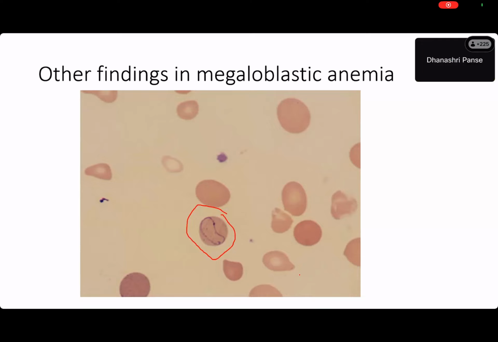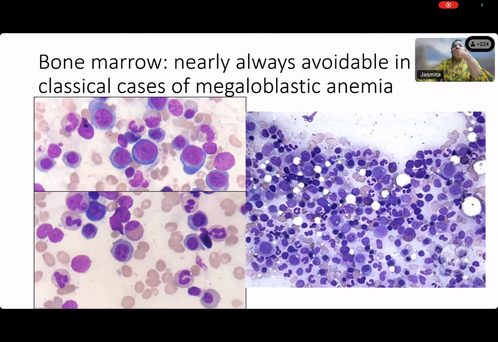So, these are the Cabot rings. Cabot rings you see as these figure of 8 or thread-like material lying inside the red cell. So, this is a Cabot ring. And a bone marrow is avoidable in nearly all the cases of megaloblastic anemia.